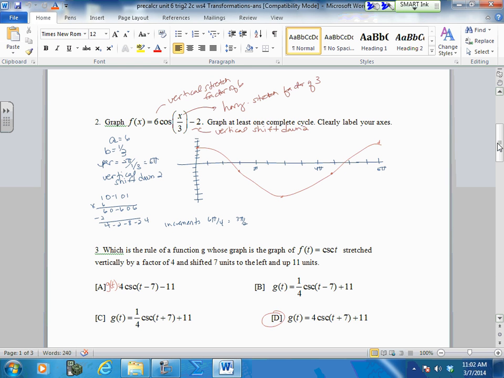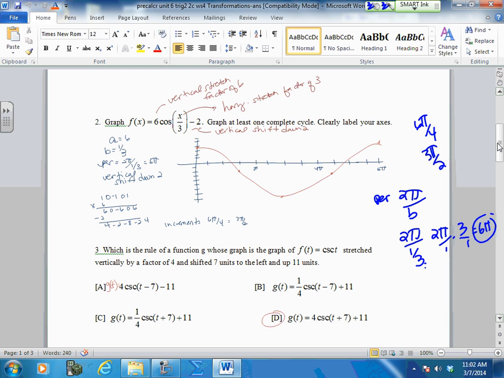Because your period is 2 pi over b. 2 pi over 1/3. This says flip this fraction. 2 pi times 3 over 1. There is my period, 6 pi. Out of 6 pi, you need to go through 4 quadrants. So 6 pi over 4. Every 3 pi over 2, I hit a quadrant.